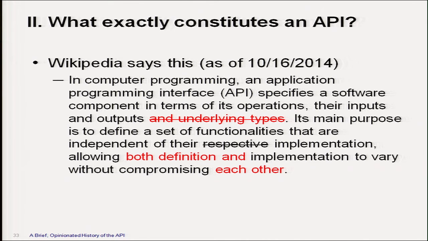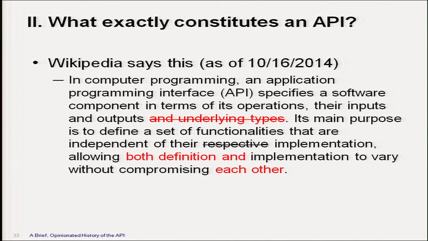Its main purpose is to define a set of functionalities that are independent of their respective implementation. Respective isn't doing anything, so cross that out. Allowing both definition and implementation to vary without compromising each other. This has the problem that various things on Wikipedia do, which is that someone was smoking crack while they wrote it. Yes, the implementation can vary, but the definition cannot vary. That's the essence of an API.